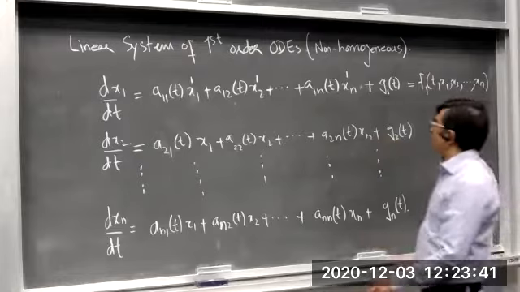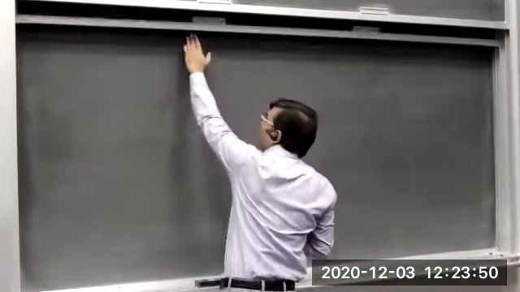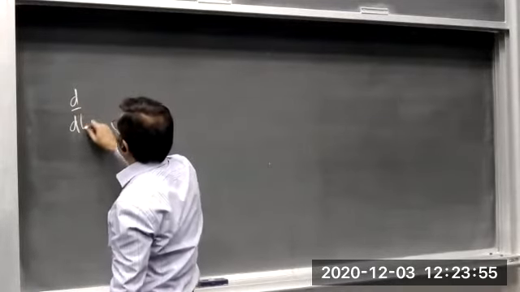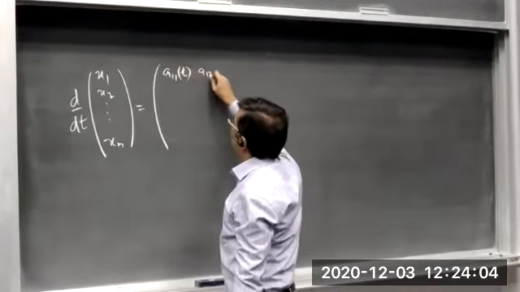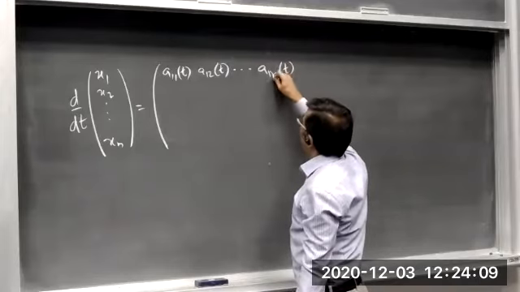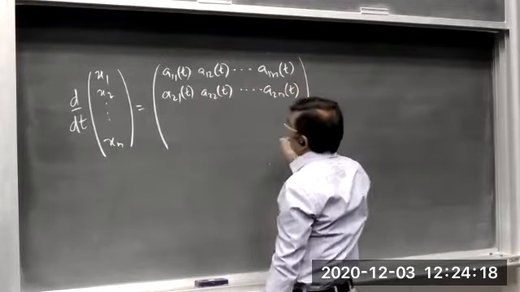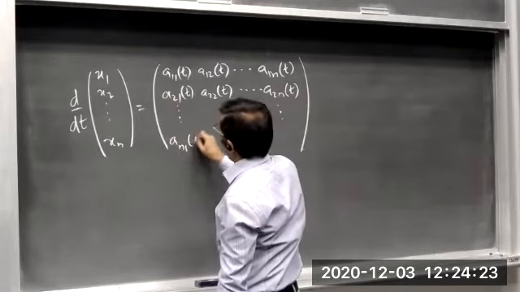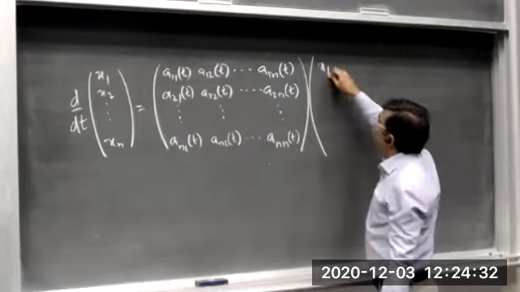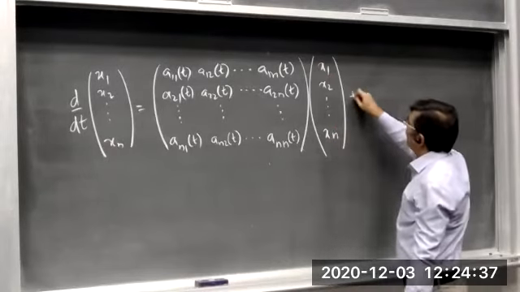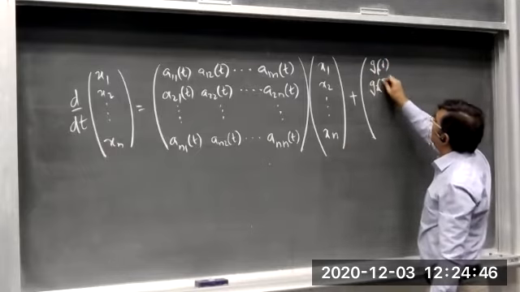Now, if we call this a G vector, we can write this whole system in matrix form: d by dt of x1, x2, so on, xn is equal to a matrix with rows a11 of t, a12 of t, so on, a1n of t; a21 of t, a22 of t, so on, a2n of t; and so on, down to an1 of t, an2 of t, and the last one ann of t, times x1 of t, x2 of t, so on, xn of t, plus a vector which doesn't involve the dependent variables, which we call g1 of t, g2 of t.